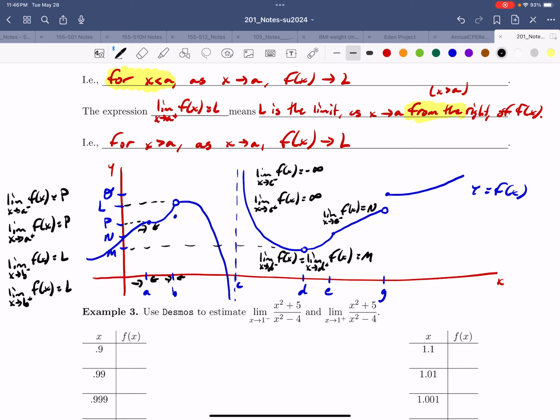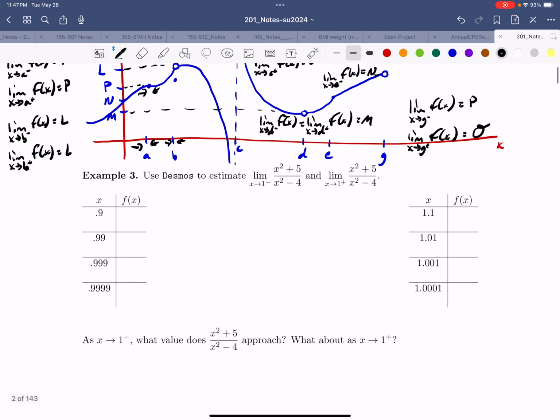And then last but not least, we have g. The limit as x approaches g from the left of f of x. This is kind of interesting. This one equals P. But if we take a look at the right-hand limit, what's that going to equal? It's O. So if your function's kind of unusual, then your left and right-hand limits might not be the same.